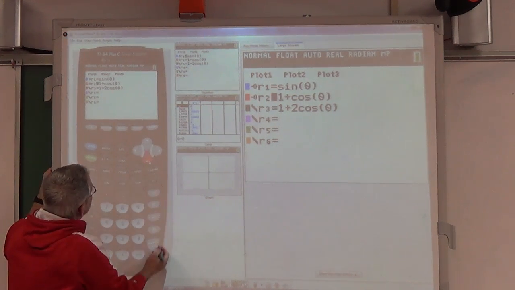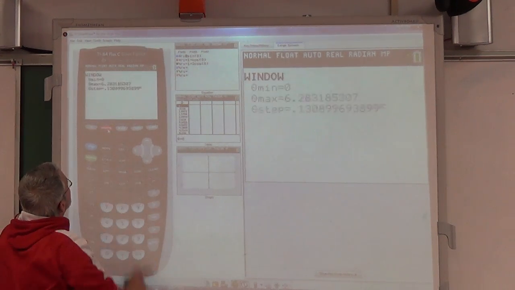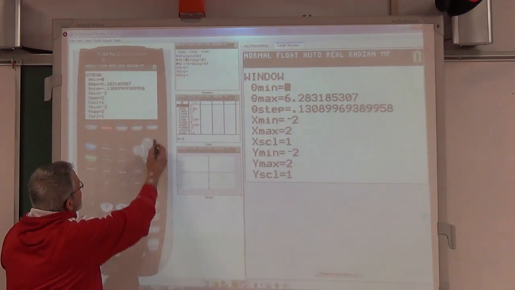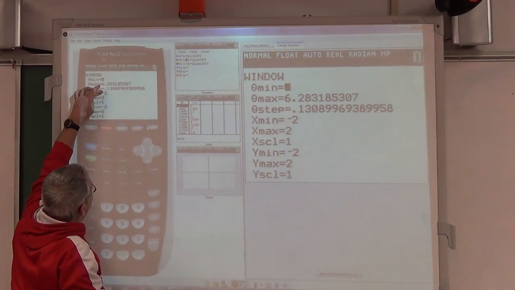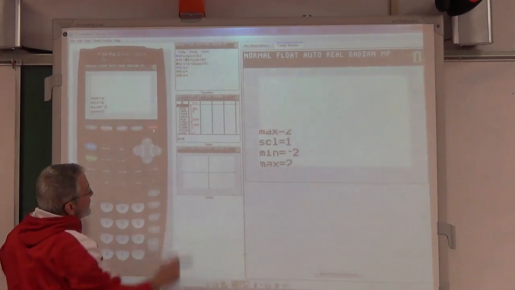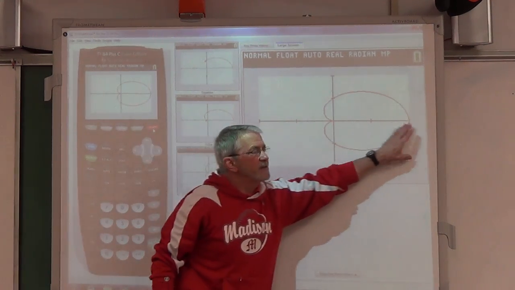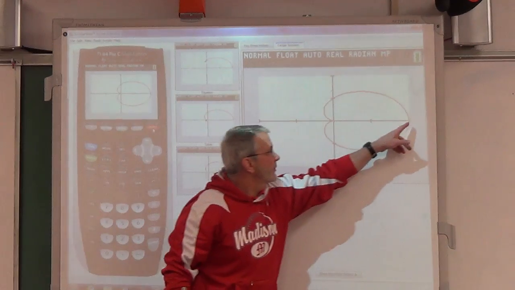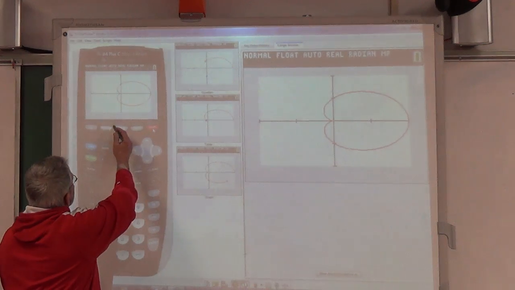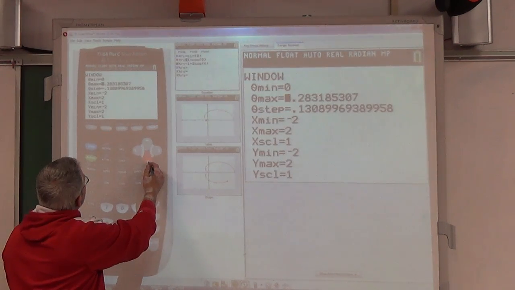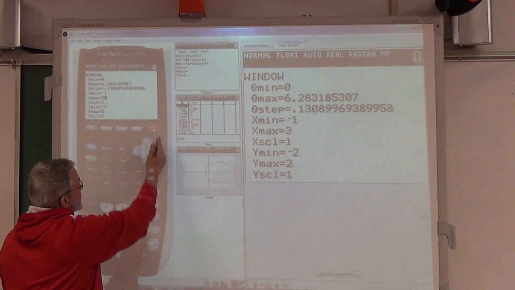I'm going to turn this graph off and turn this graph on here. This graph is going to be graphed in red. I want to make sure that my window is set well. I'm going from 0 to 2 pi, and let's look at this graph. I have -2 to 2 by -2 to 2, and let's see if I can get the whole picture. I think I'm going to increase my x's a little bit, going from -1 to 3, just to get a better picture. And I think that's the picture that I had on my presentation.